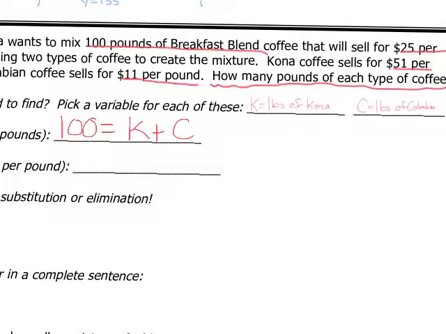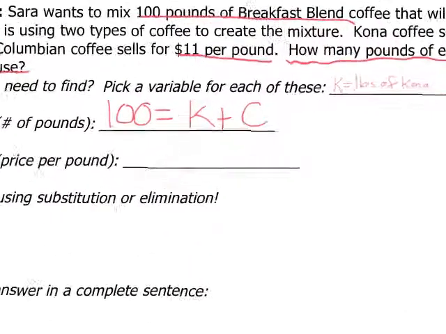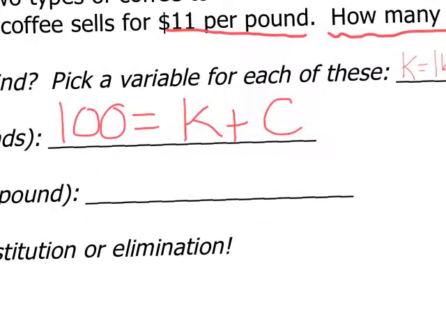Okay, so this is the curveball. It doesn't flat out tell you the total amount of money that she wants to sell this coffee for. It tells you she wants to sell it for $25 per pound. So if she wants to sell it for $25 per pound and she's selling 100 pounds, the money value of the coffee that she's making is $2,500. That's the curveball.